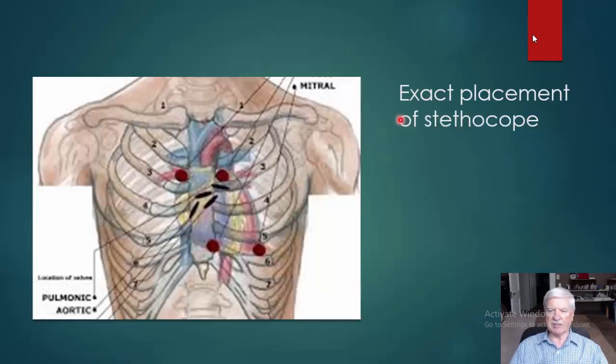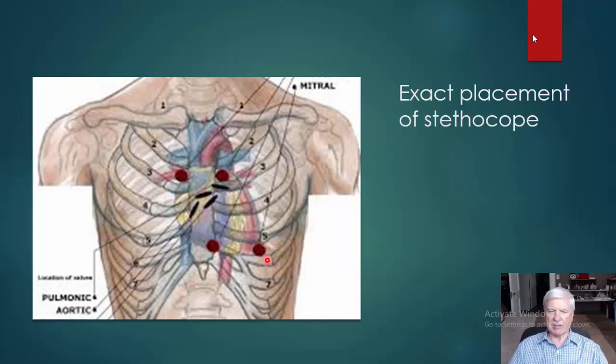See, here they are. You can see it even better here, because now we have the ribs, and it really is the ribs that give you the location. The placement for the aortic is between the second and third ribs on the right side. For the pulmonary, it's between the second and third ribs on the left side. For the tricuspid, it's down here. And for the mitral or bicuspid, it's over here between the fifth and sixth ribs.